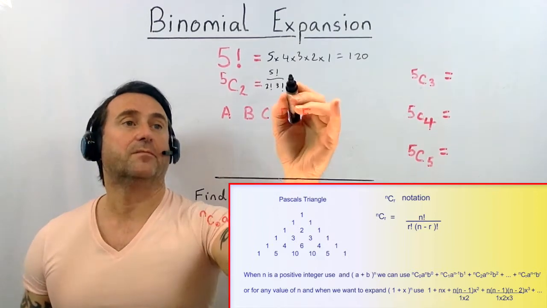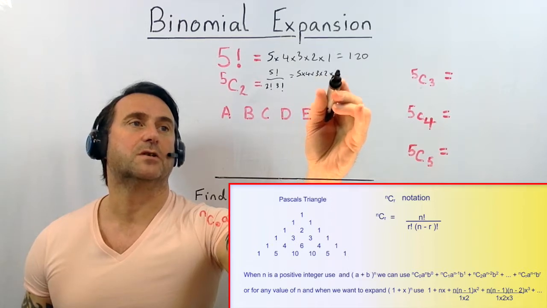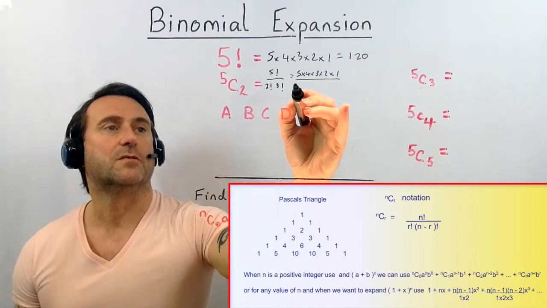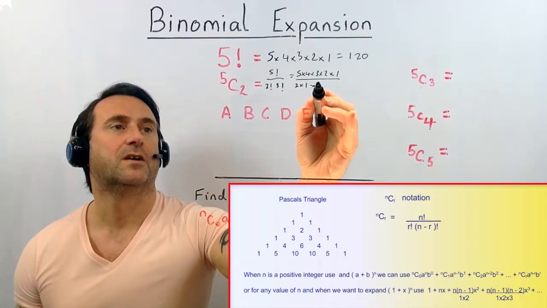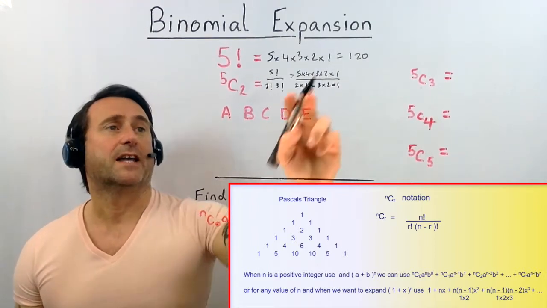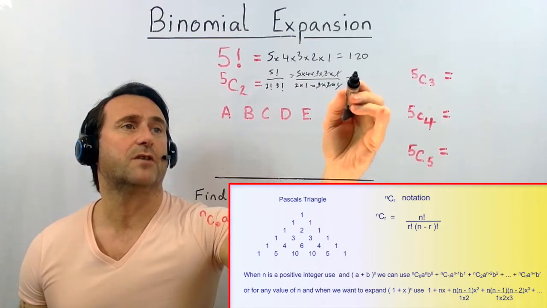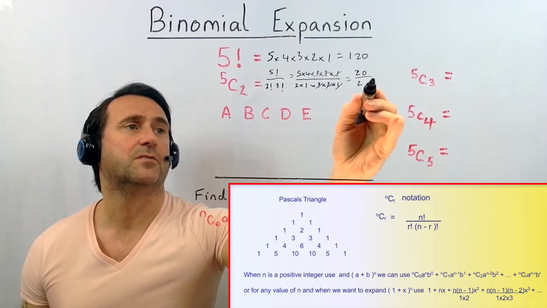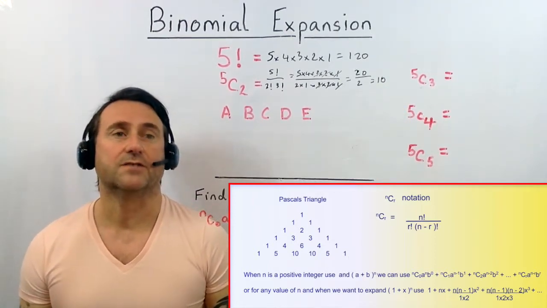So if we work that out, we're going to have 5 times 4 times 3 times 2 times 1, and we're going to divide that by 2 factorial, which is 2 times 1, and multiply that by 3 factorial, which is 3 times 2 times 1. Now simplifying that and cancelling out the 3, the 2 and the 1 terms here, we're just left with 5 times 4, which is 20, and 2 times 1, which is 2, which gives us an answer here of 10. So 5c2 actually gives us 10.